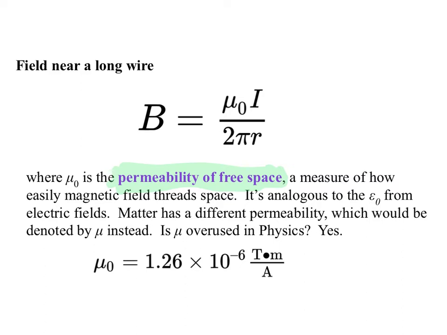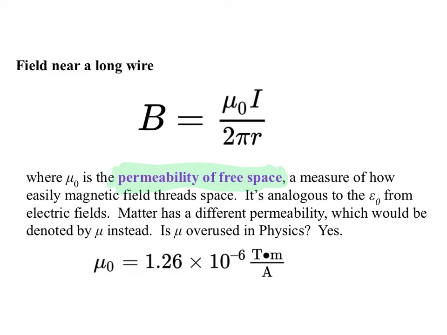It's analogous to epsilon naught from electric fields, that kind of weird constant that we used in the alternate form of the Coulomb law, which was called the permittivity of free space and told you how much electric fields could thread through space. This is how much magnetic fields thread through space. Matter has a different permeability, which we would note with just simple mu instead of mu naught. Is mu an overused symbol in physics? Yeah, it really is. We're just kind of short on letters.